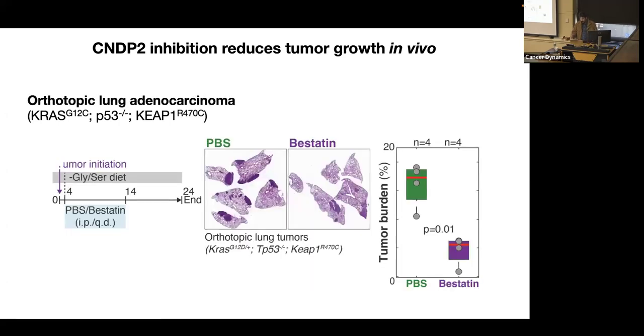We did a little bit more of a clinical tumor. This is for the cancer connoisseur. This is an orthotopic tumor model, and we're using a very common patient combination of mutations. And in this case, we're not using the knockouts. We're just treating with the inhibitor, and we also see a fairly significant reduction in tumor burden.